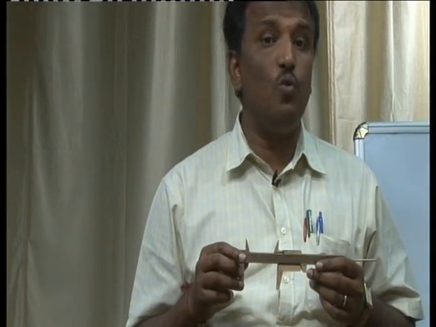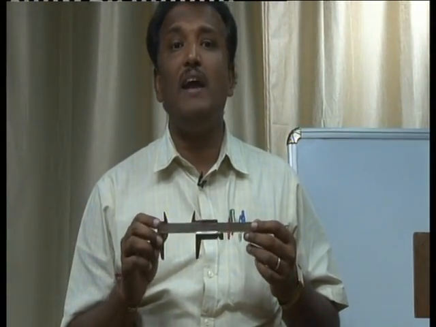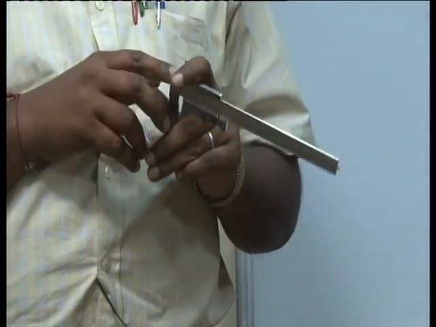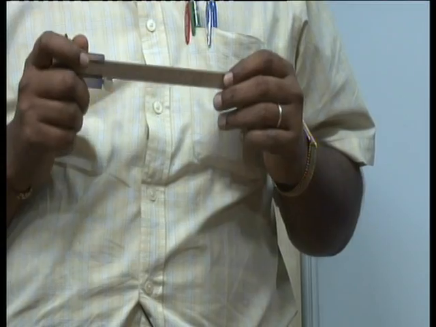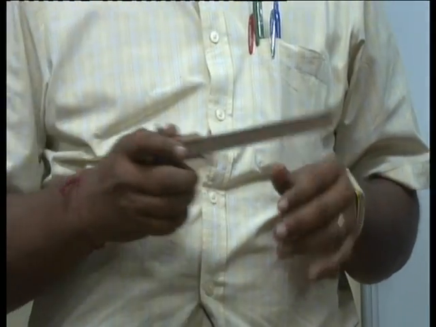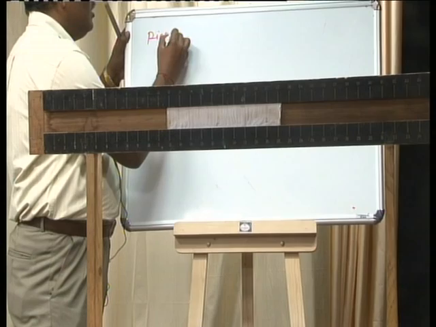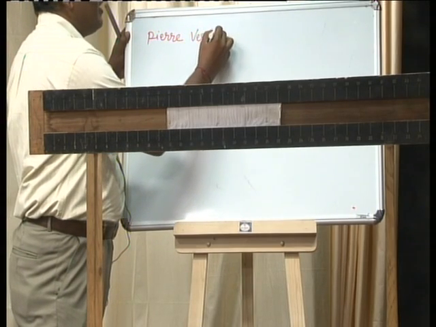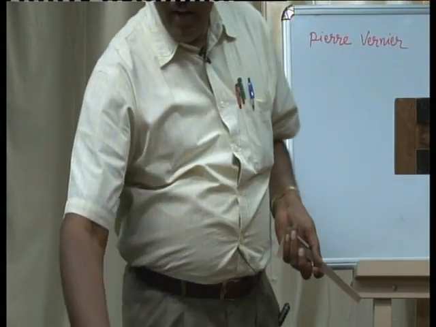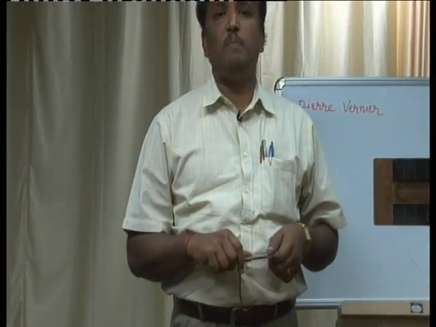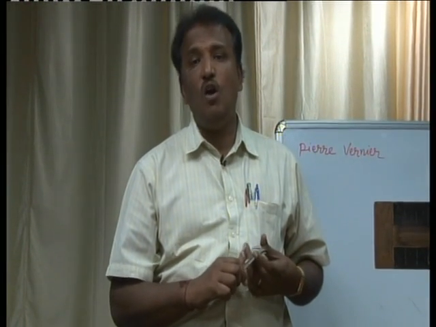Every student should go through this apparatus in the applied science laboratory, in at least 2 experiments. So please concentrate on the different parts of the vernier calipers. I will explain briefly because the time is very short for me. This is the measuring instrument invented by Pierre Vernier in the 17th century. Please note that he is a French mathematician. Pierre Vernier, in the year 1630, invented a special instrument, called a slide calipers or vernier calipers.